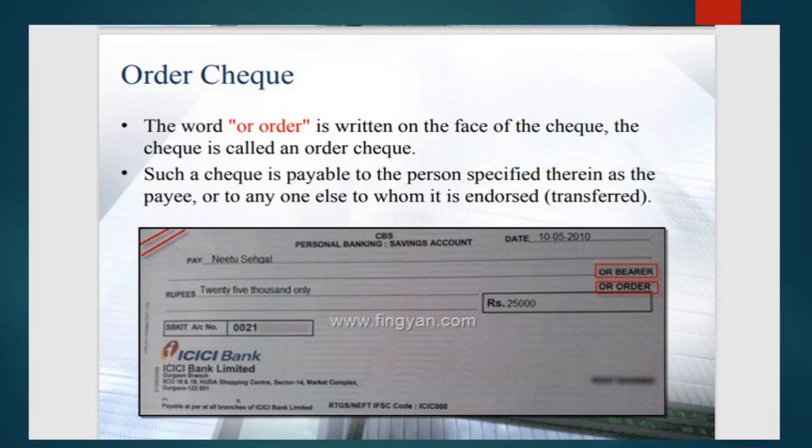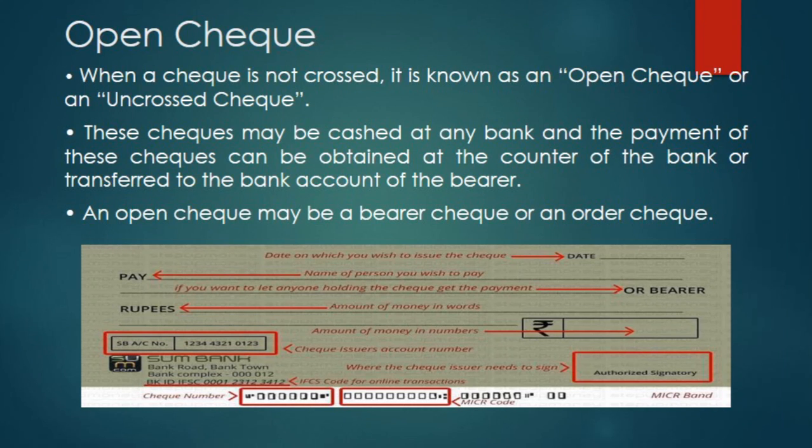The third is the open check. A check which has not been crossed is called an open check. This type of check is payable across the counter of the bank to the person presenting it.